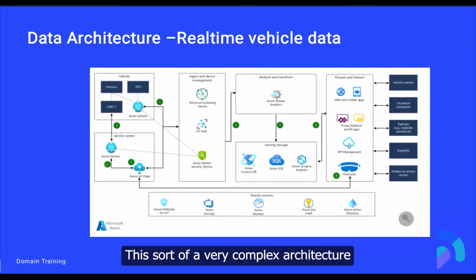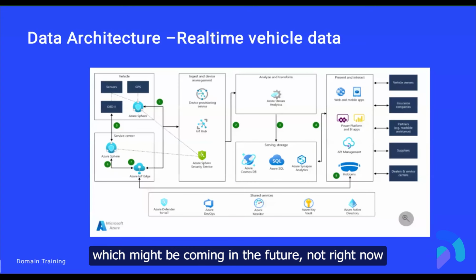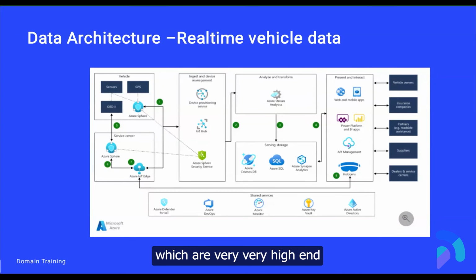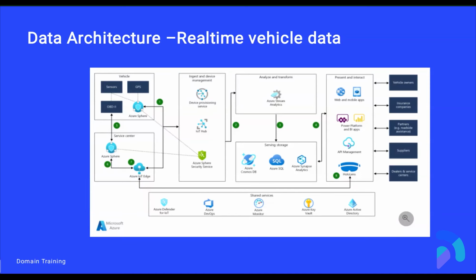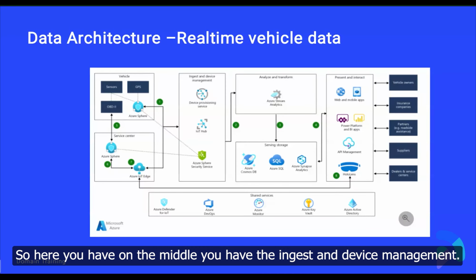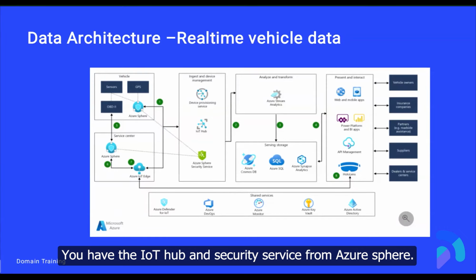Real-time vehicle data. This is a very complex architecture which might be coming in the future, not right now. You have different services like Azure Sphere and Azure IoT Edge, which are very high-end real-time systems to monitor all the metrics. Right? You have different sensors, GPS, different kinds of devices in your vehicle. Azure Sphere will make sure of your security and your data movement. So here in the middle, you have the ingest and device management. You have the IoT Hub and security service from Azure Sphere.